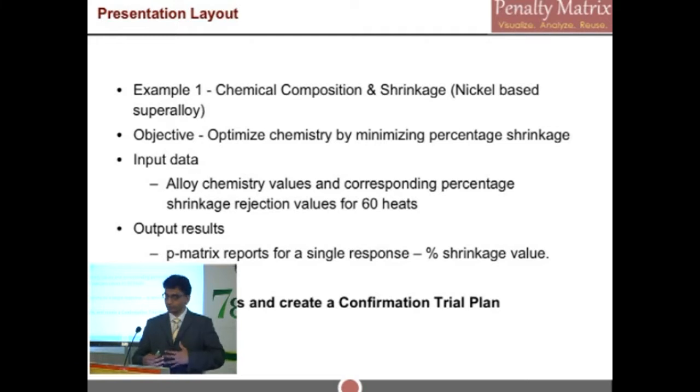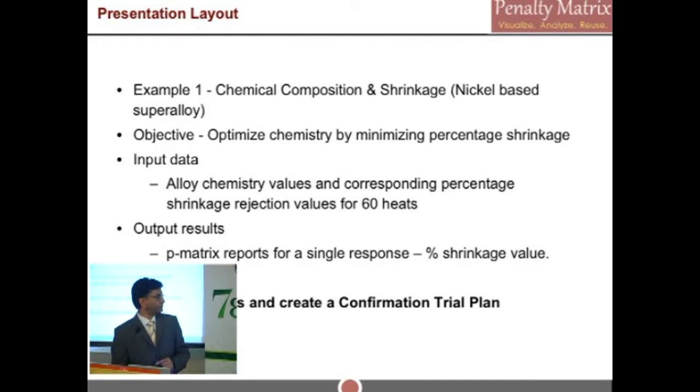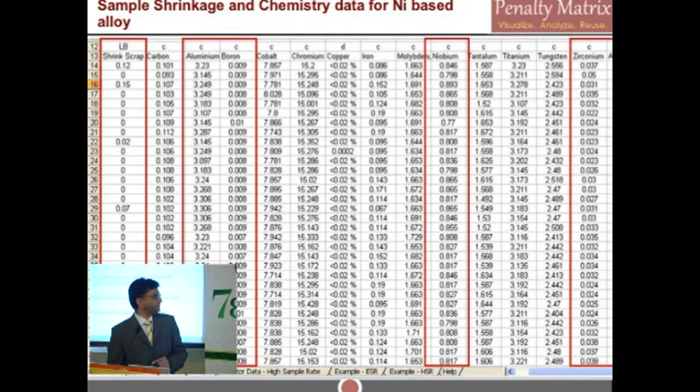But the same knowledge which we use in a Six Sigma project, we adopt the same problem definition concept. You need to identify the financial impact of doing this exercise and then see whether we achieve that by reducing rejection rate by 1%. So the objective is to interpret results and create a confirmation trial plan. Again, the same data set.